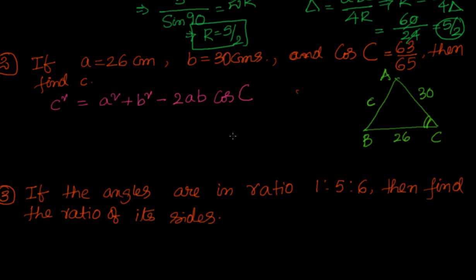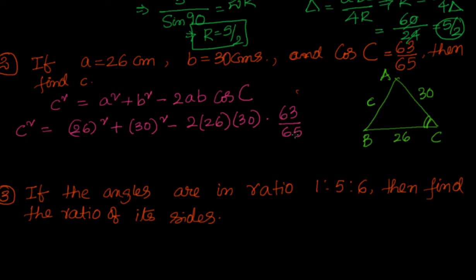Okay, right. Now, we know cos C, we know A, we know B, everything is straightforward. We have to just go ahead and simplify that. What is A square? 26 square, plus what is B square? 30 square, minus 2 into A is 26, B is 30, into cos C is given as 63 by 65. Now, you can simplify that.